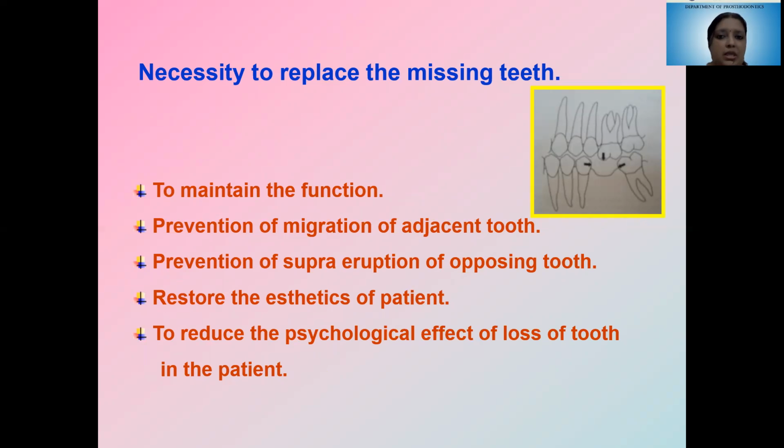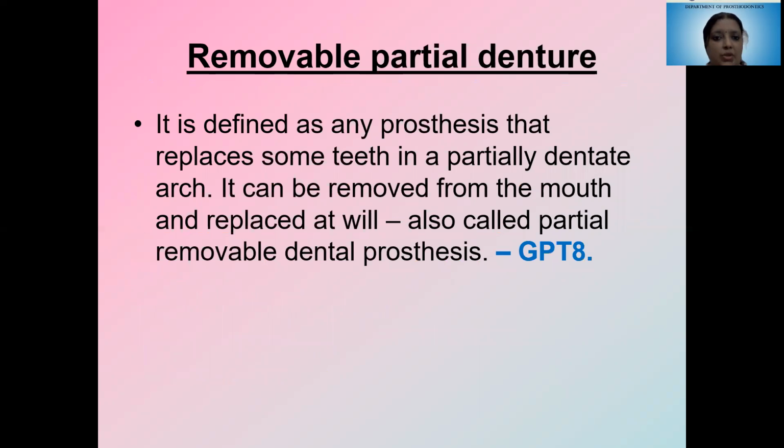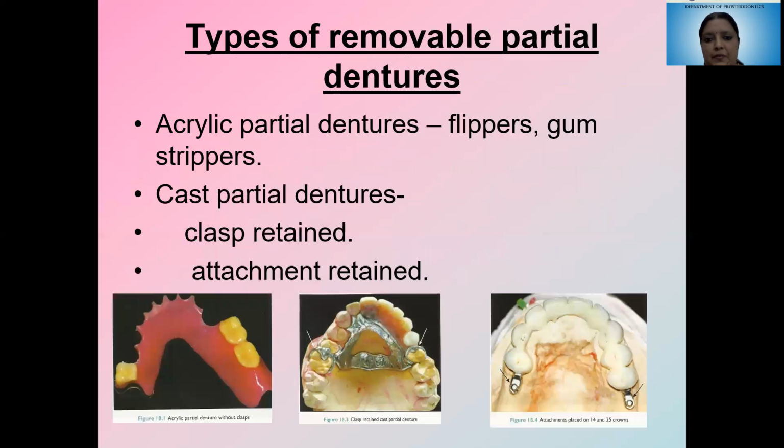And as you know, when anterior teeth are missing, you have to replace them for aesthetic reasons and to restore the psychological health of the patient. A removable partial denture is a prosthesis that replaces some teeth in a partially dentate arch. It can be removed from the mouth and replaced at will, also called partial removable dental prosthesis. That is, it is a removable prosthesis. It replaces some or a few teeth in an arch. It can be removed and placed back in the mouth by the patient himself or herself.